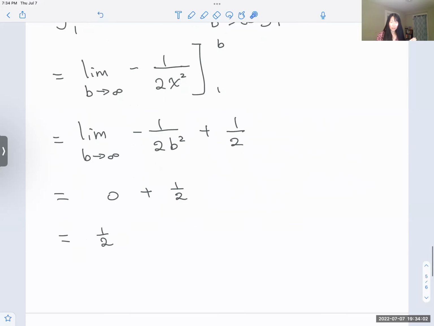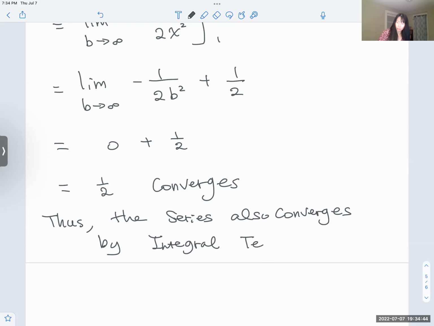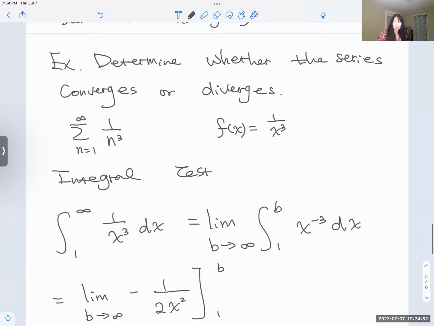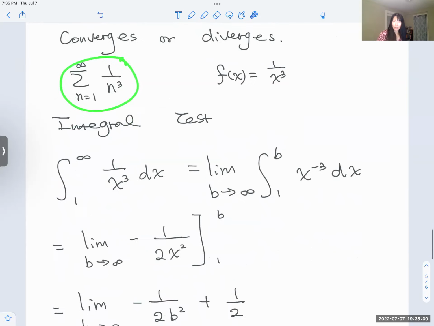Is it a number or infinity or negative infinity? It converges because it's a number, isn't it? So we said it converges, right? Because the answer is a number. Then we can say that the series also converges, by the integral test. Okay, so we took the limit and we had a zero. We were not sure whether this converges or diverges, but we proved that it converges.